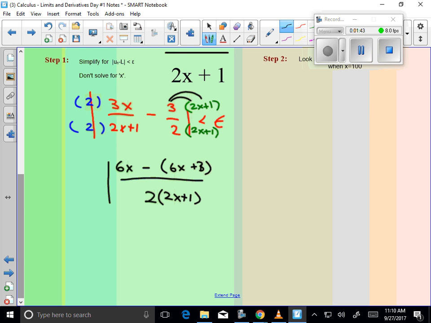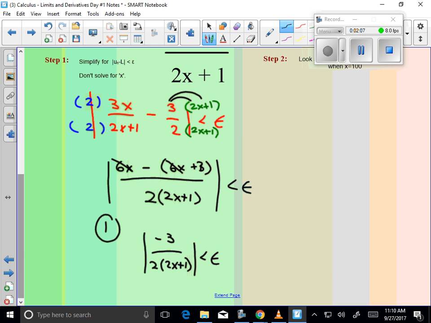So I want to show that there's a relationship between x and epsilon, and I am about to do that. 6x minus 6x is nothing, and minus 3 is minus 3. So I see this relationship. You could distribute that if you wanted to and make the denominator 4x plus 2. But I've shown a relationship. Step 1, check. All you have to do is make sure your algebra, unlike mine, is okay. Step 2 is show that as x increases, epsilon decreases.